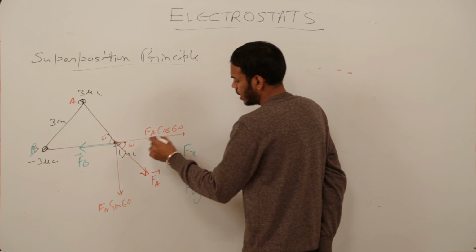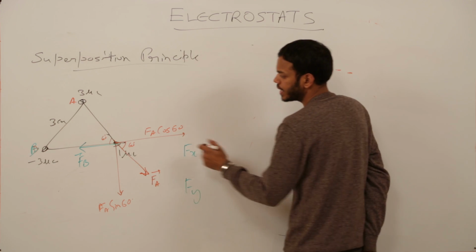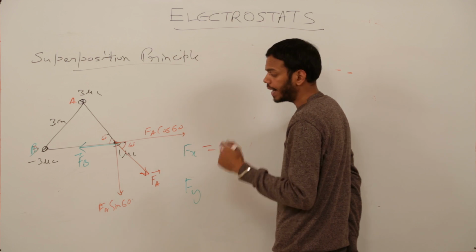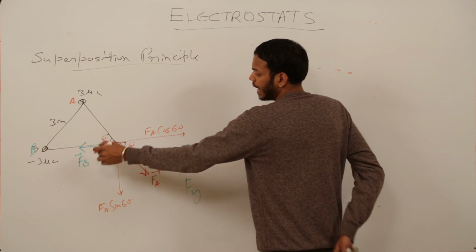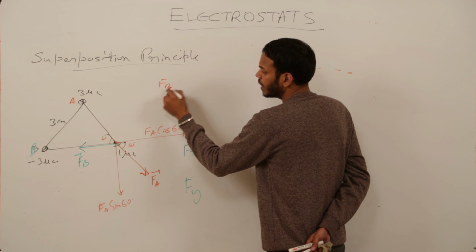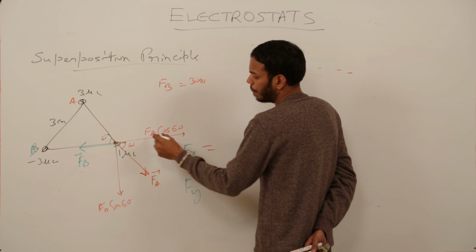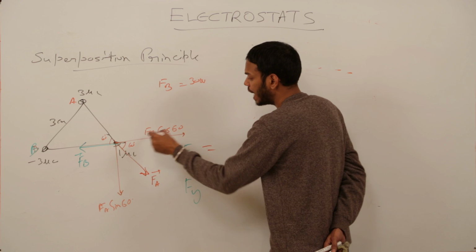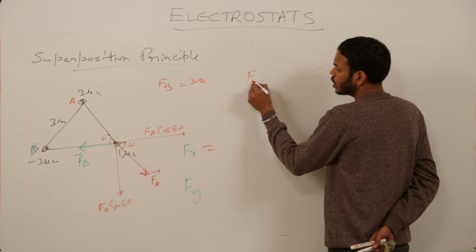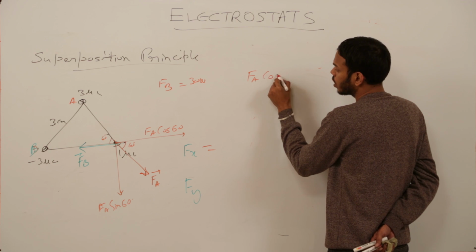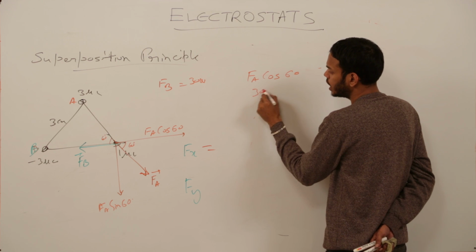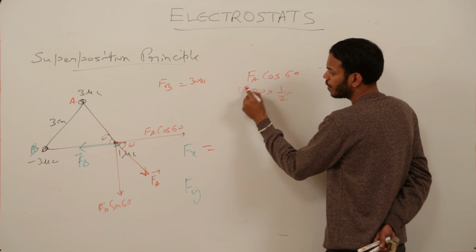Here, the net force along the x-axis: there are two forces acting along the x-axis. One is Fa cos 60 and one is Fv. If I numerically calculate the value of Fv, that will give me 30 newtons. But if I numerically calculate the value of Fa cos 60, Fa was how much? Again 30 newtons, exactly. Fa cos 60, Fa was 30, cos 60 is 1 by 2, so 15.